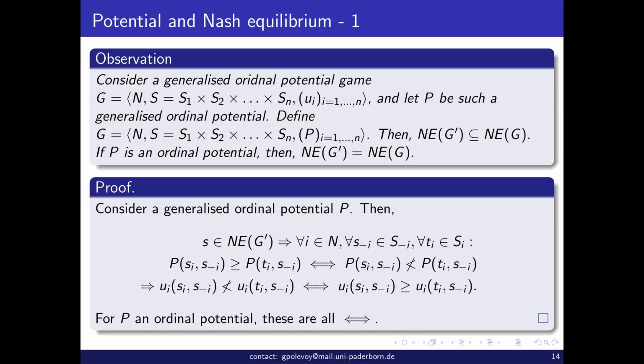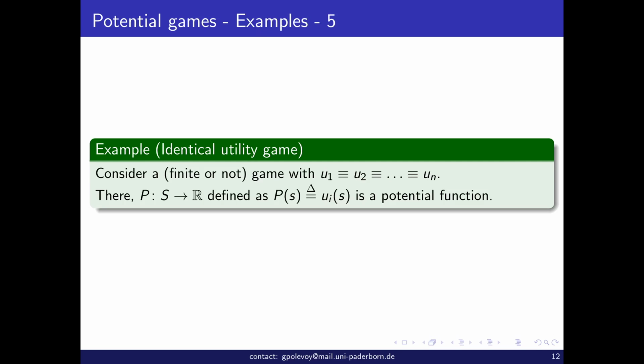So the first interesting observation is that it's enough that we have just a generalized ordinal potential game. So let us have a generalized ordinal potential game and define another game where the utility functions are assumed to be the potential functions for each one of the players. So suddenly we have this game, remember in the example of identical utility game, when we have the same utility functions for all the players.